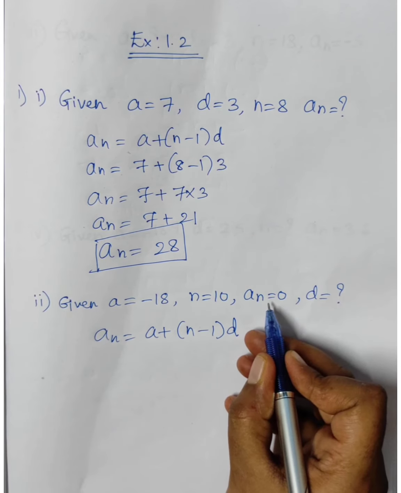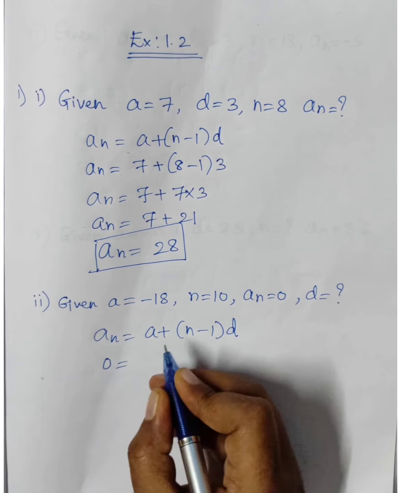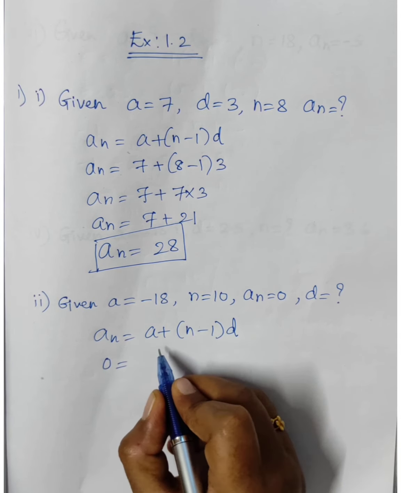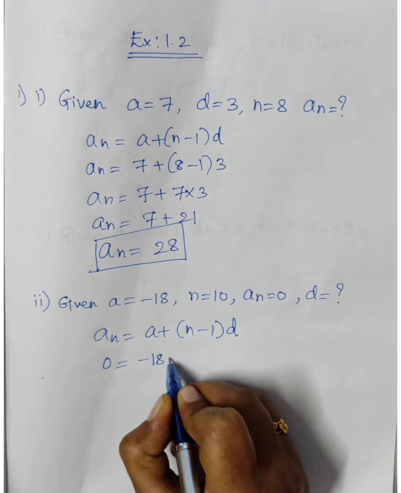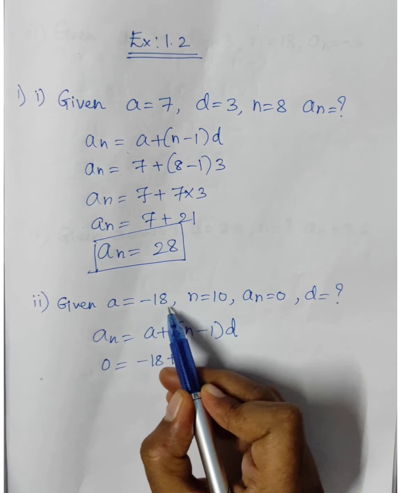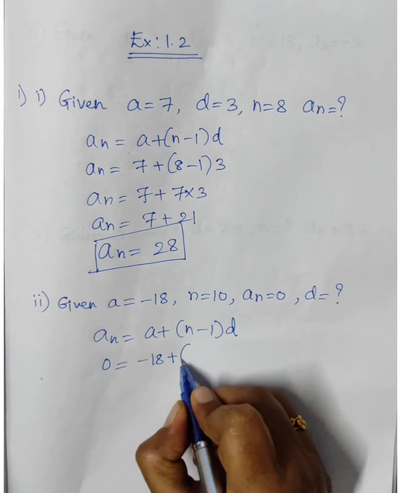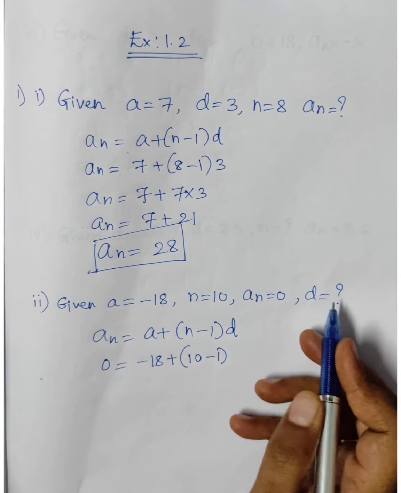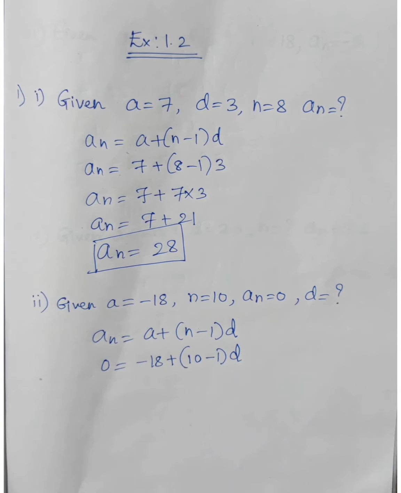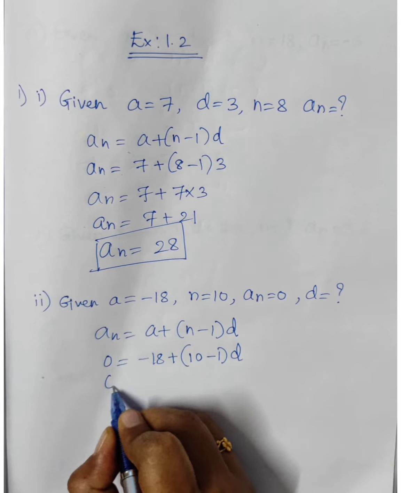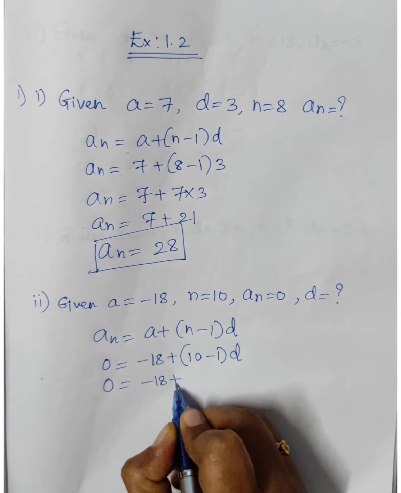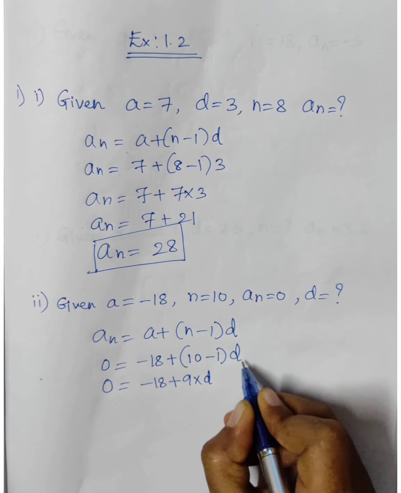Now an is given, that is 0. Okay, an is equal to 0, and first term is what? Minus 18 plus, see first term is a, so I am substituting minus 18. N is what? 10. So 10 minus 1. D is not given. Okay, so keep it as it is. 0 is equal to minus 18 plus, 10 minus 1 is how much? 9. So 9 into d.